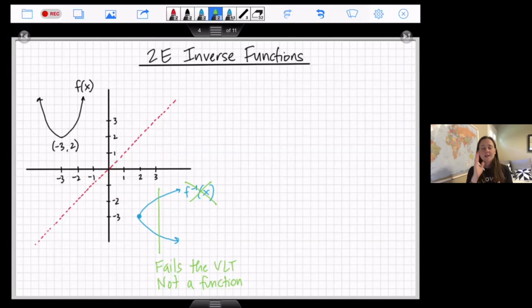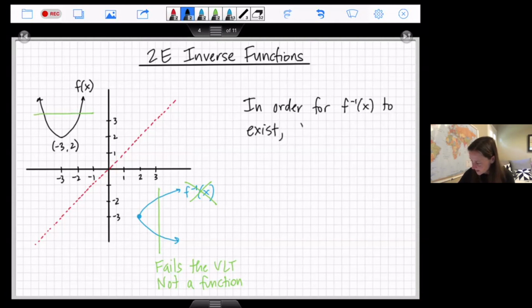All right, so what is a vertical line problem for the blue graph is a horizontal line problem for the black graph. Okay, so we're going to have to say that if the original function doesn't pass the horizontal line test, then there's not going to be an inverse that's going to pass the vertical line test. Okay, so in order for a function to have an inverse, so in order for f inverse of x to exist, f of x must pass the horizontal line test.